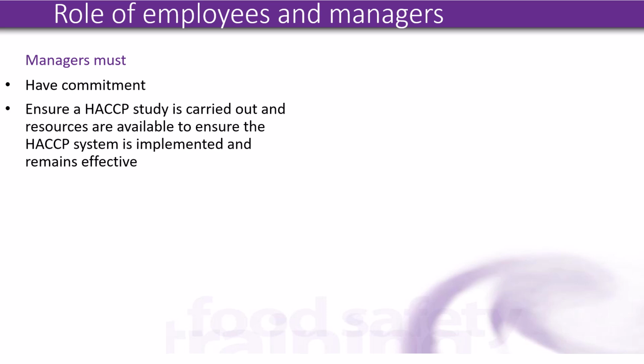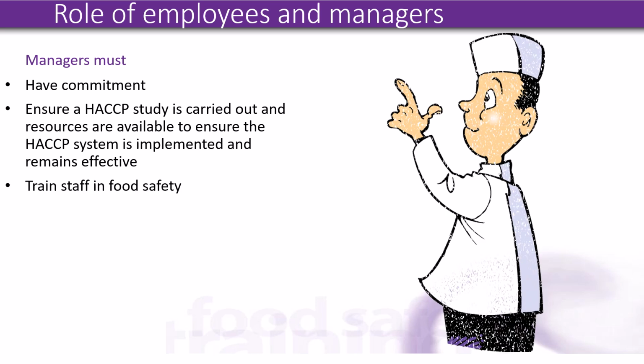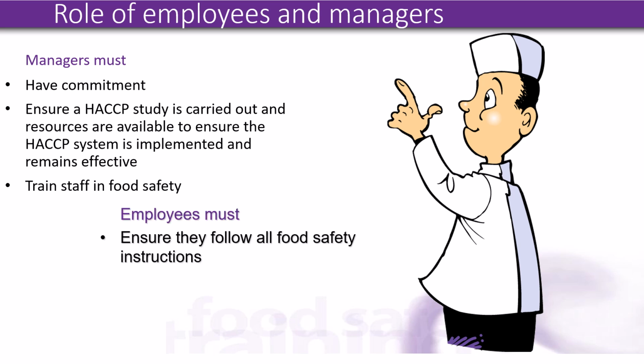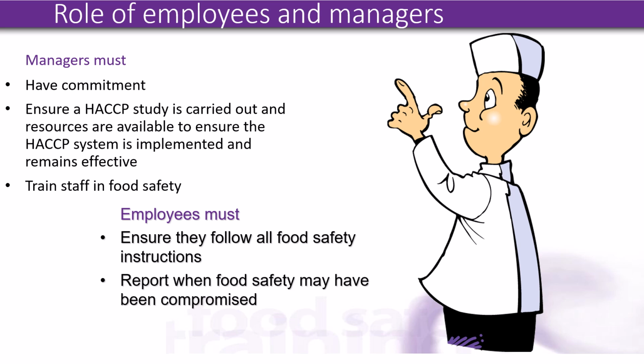Role of employees and managers. Managers must have commitment. They must ensure a HACCP study is carried out and resources are available to ensure the HACCP system is implemented and remains effective. They must train staff in food safety. Employees must ensure they follow all food safety instructions, report when food safety may have been compromised, and comply with food safety law.